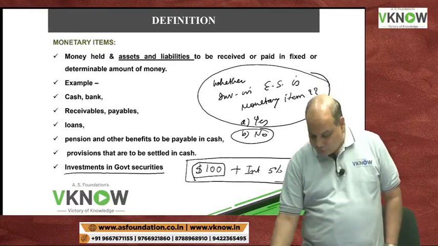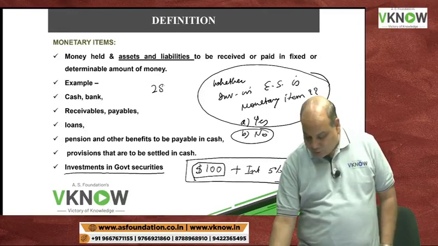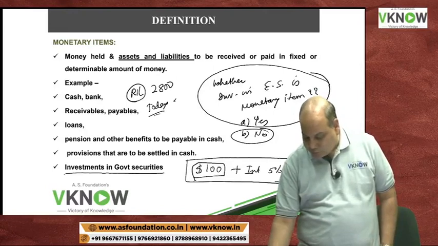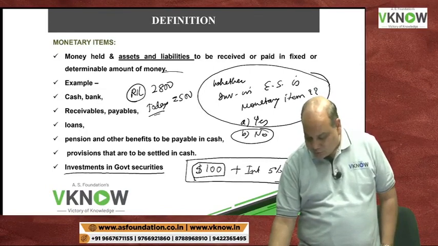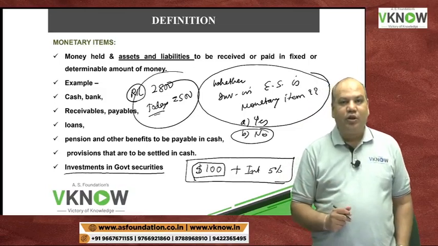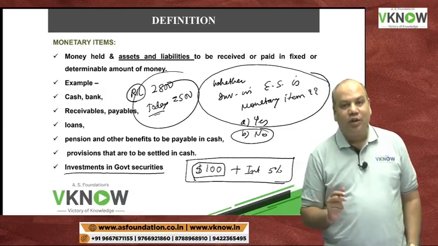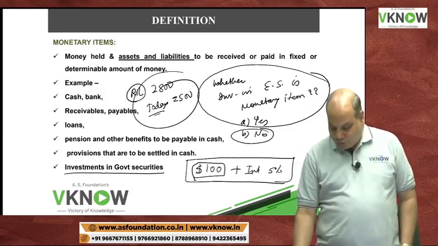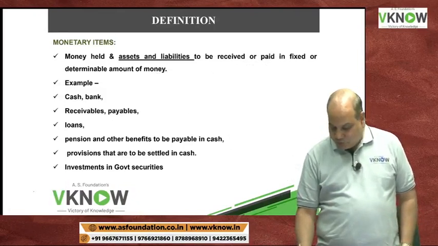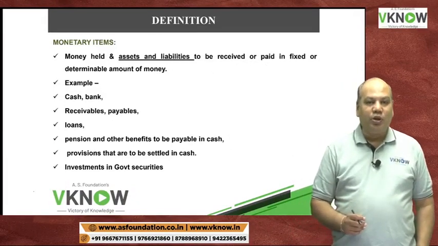Three days ago, Reliance share price was 2,800 rupees. And today the Reliance share price is 2,500 rupees. Where is the amount fixed or determinable? Anything can happen. So therefore, investment in equity share is not a monetary item.